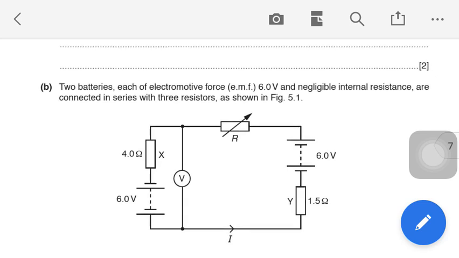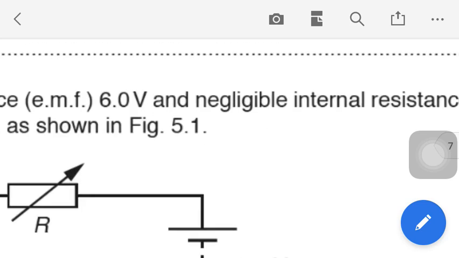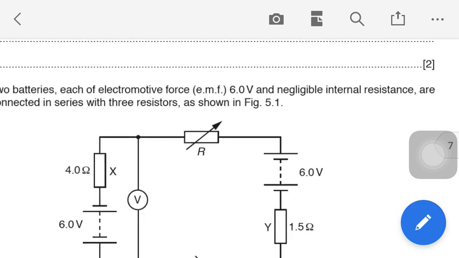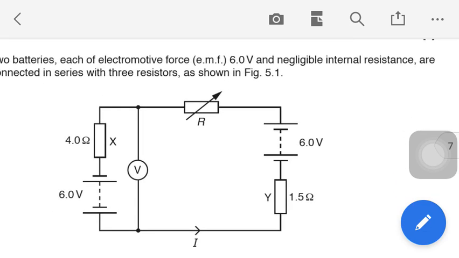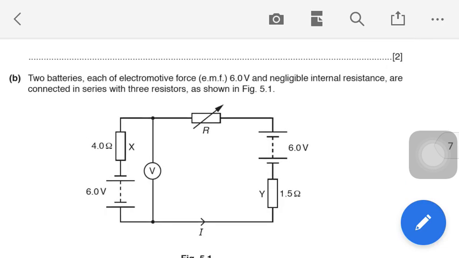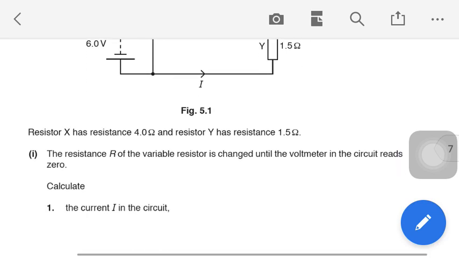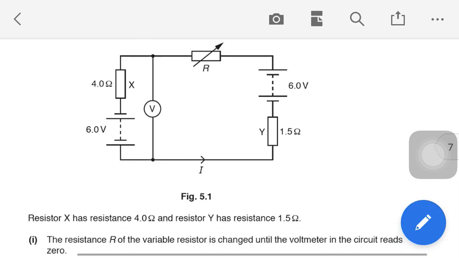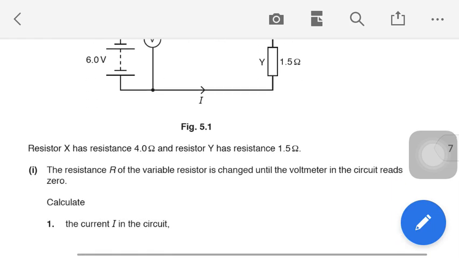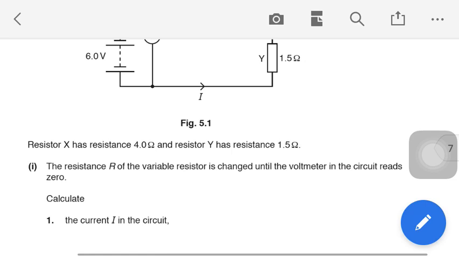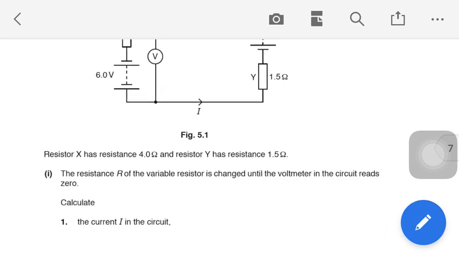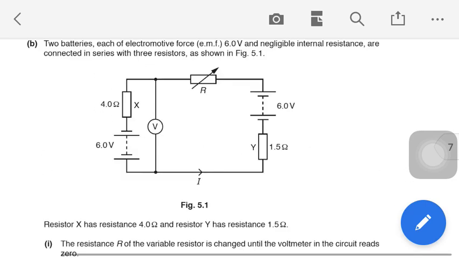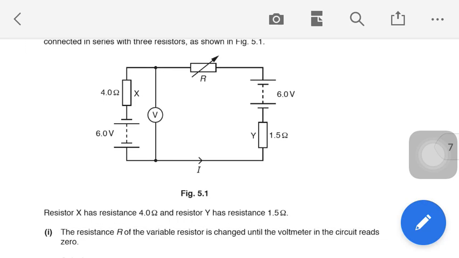So the EMF is set as 6, and another good news, negligible internal resistance, so EMF is equal to the terminal potential difference, terminal PD. Resistor X has a resistance of 4 ohms and Y has a resistance of 1.5 ohms. The resistance R of the variable resistor is changed until the voltmeter in the circuit reads 0. So that's what makes this circuit quite peculiar.